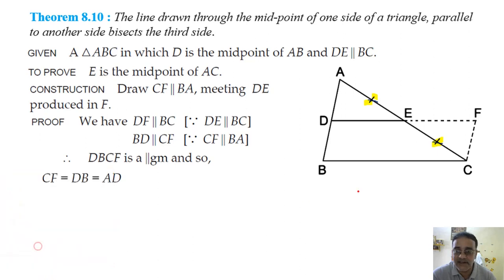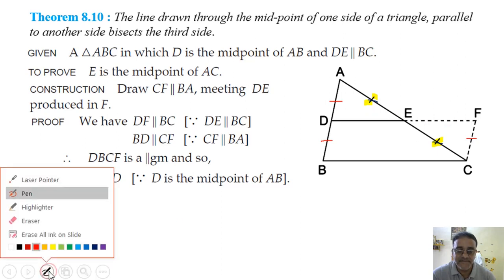So if it is a parallelogram, CF is equal to DB, opposite sides of a parallelogram. Look carefully where they are. And these two are also equal. Why? D is the midpoint of AB. So these two are also equal. These I have marked in red: AD is equal to CF. Is it clear or not? Yes, sir. Now we are going to prove these two triangles congruent.